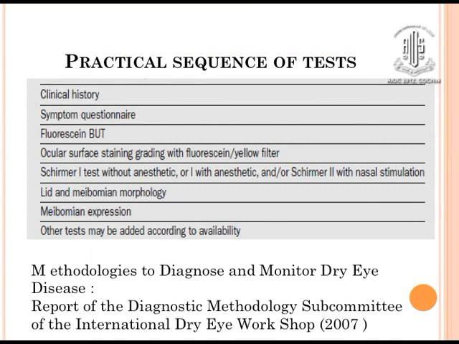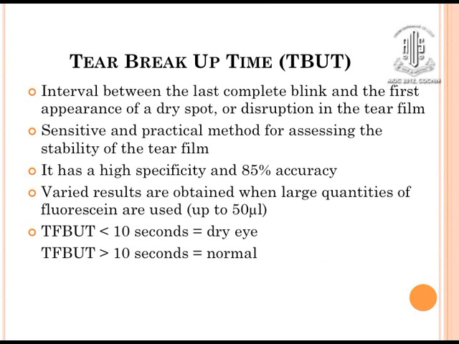So how do we go about the practical sequence of clinical tests? Now we heard from the patient, we examined the patient, and now we are doing some clinical tests. The dry eye workshop study suggested taking the history and examination, and then doing T-BUT first, then ocular surface staining and Schirmer test. Later on we can assess some other tests with the help of the laboratory.